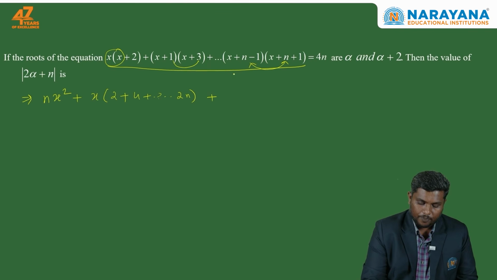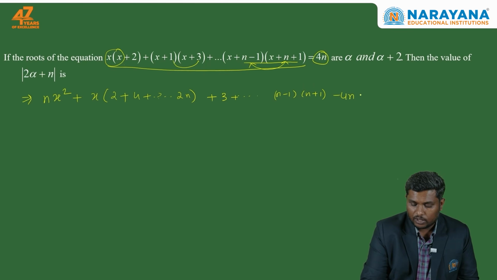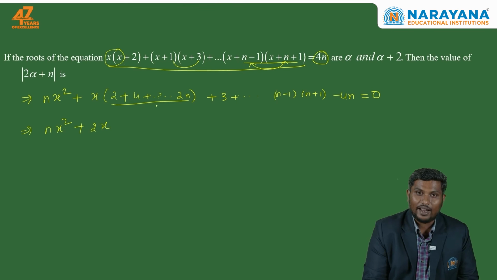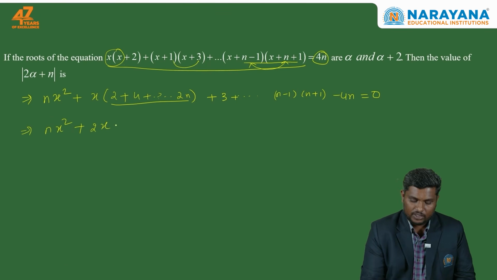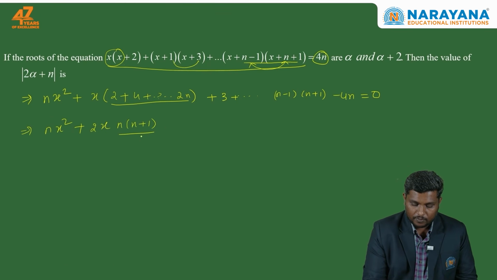And what about the constant? There is no constant in the first term, so it will be 1 into 3 plus so on, and the last term n minus 1 into n plus 1, and that is 4n as well here, minus 4n is equal to 0. So once again n into x square plus, if I take 2 common from here, 2x into sigma n, 1 plus 2 plus 3 so on n, which is n into n plus 1 by 2, plus, for this I am going to apply sigma for n square minus 1 minus 4n is equal to 0.